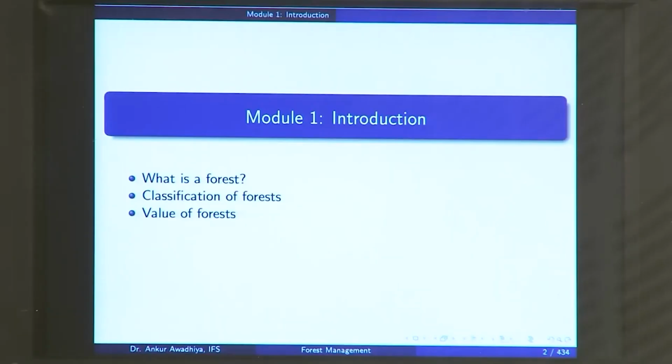This module is called Introduction and we will be having 3 lectures: what is a forest, classification of forests and value of the forests.